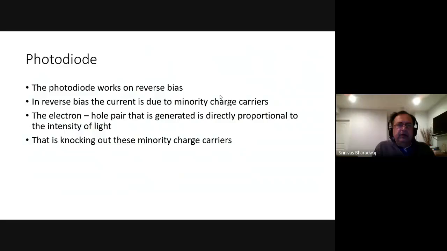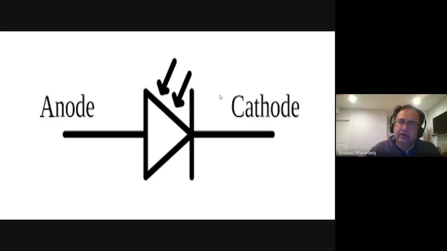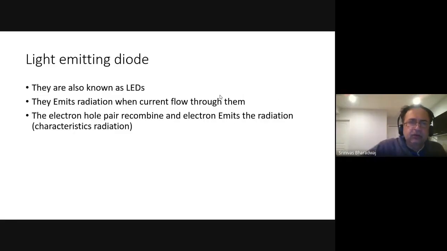Now, the photodiode is a variant of this. It also works in reverse bias. In reverse bias, current is due to the minority carriers. The electron-hole pairs that are generated are directly proportional to the intensity of light. These are knocked out of these minority charge carriers. In a photodiode, light is applied on the diode, and that produces a current across the diode. We will briefly look at the photoelectric effect right after this.